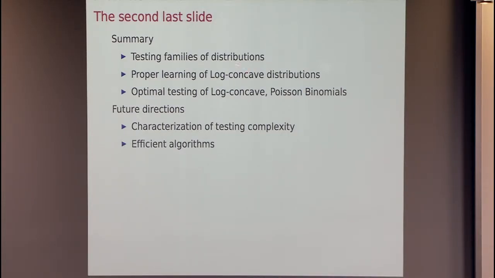So in summary, we are trying to motivate this problem of testing families of distributions in the setup when you have very few samples and you are computationally bounded. And as a corollary, we have also proved, given a proper learning algorithm for log concave distributions, and optimal testing for the classes of log concave and Poisson binomials. So in future, one would like to characterize the complexity of testing classes of distributions that are parameterized by some parameters, and also design efficient algorithms for this task.